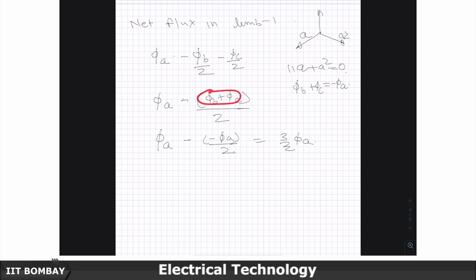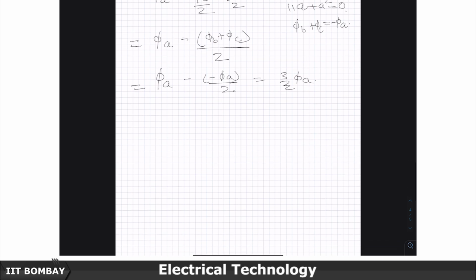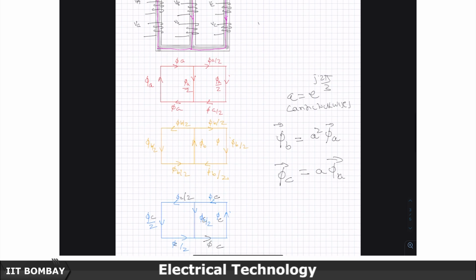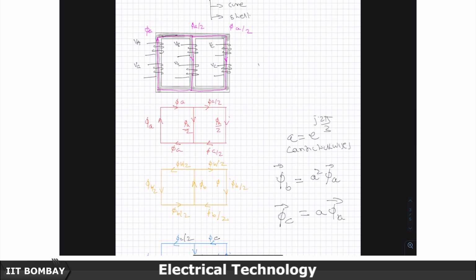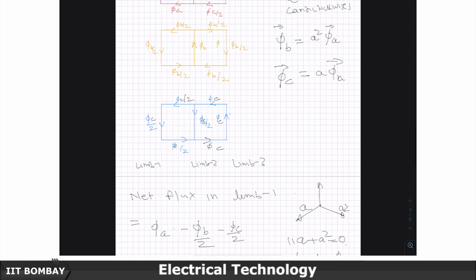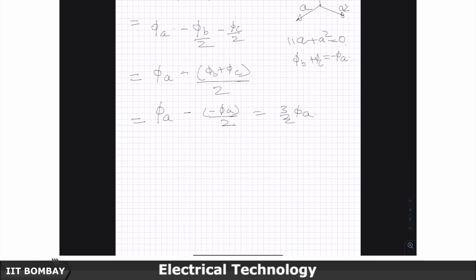Now, I said the sum of these 3 is 0. So, this becomes the net, is equal to this, is equal to this. Now, let us look at what happens in the horizontal limb, in the horizontal segment. Let us see. A similar picture you can write after superposition for the vertical B limb and the vertical C limb. Now, let us see what happens for the horizontal segment.